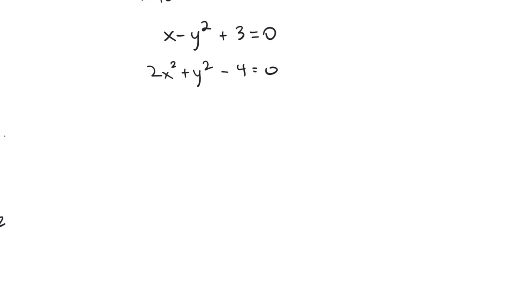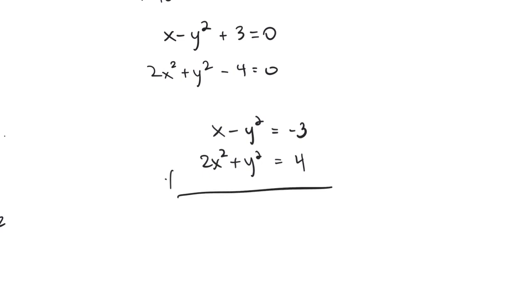For number 13, for these directions it says to use the elimination method. We have x variables lined up and y variables lined up. Typically these numbers are on the other side of the equation, so we can move those. Subtract the 3 and add the 4.